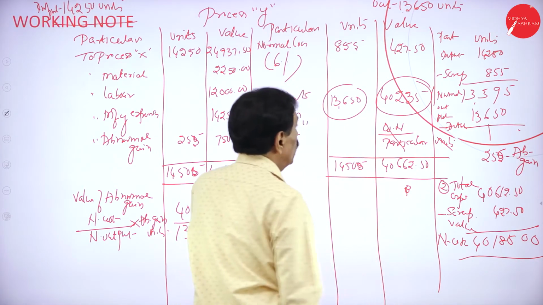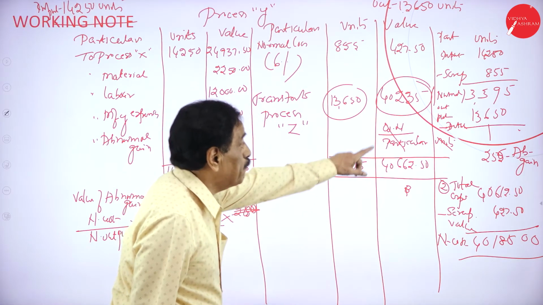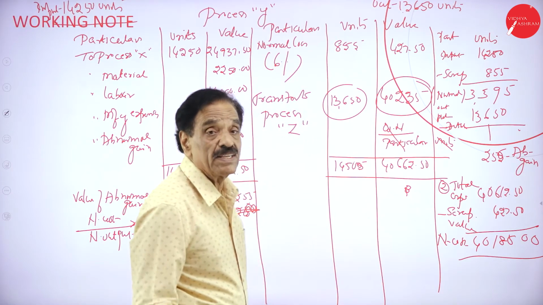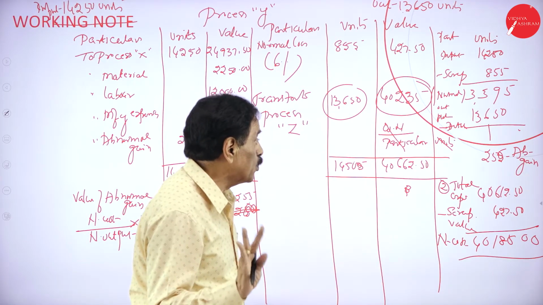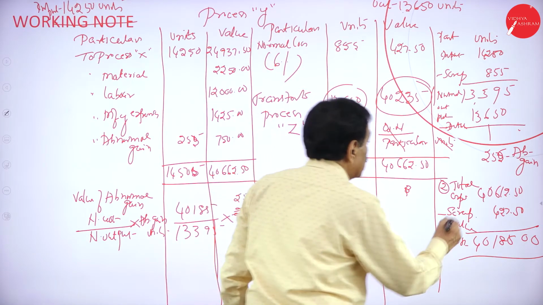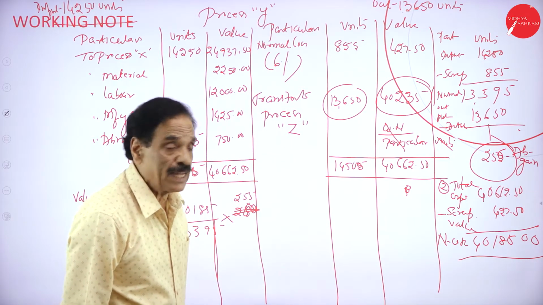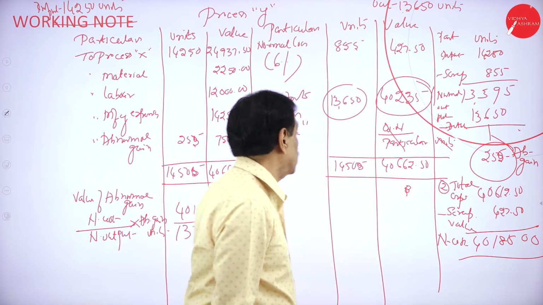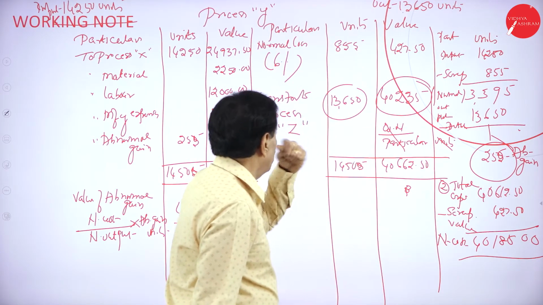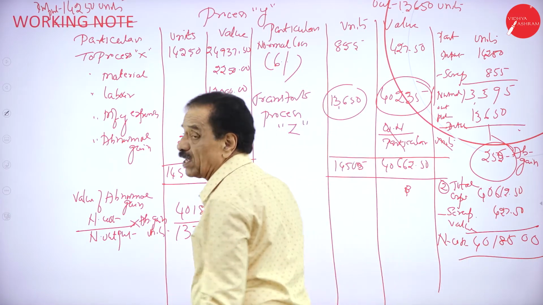Have you understood this now? Your total input is 14,250. Scrap is 855. If you didn't know, 13,395 is the normal cost. That's a normal output. Your actual output is 13,650. How many units more? 255 units more, which is called abnormal gain. Your total expense is 40,612.50 minus scrap realized 427.50. Your normal cost is 40,185.